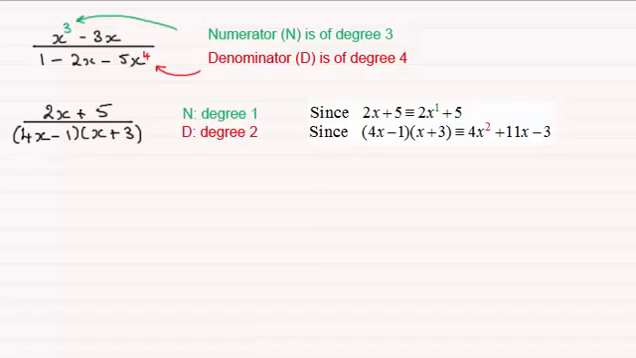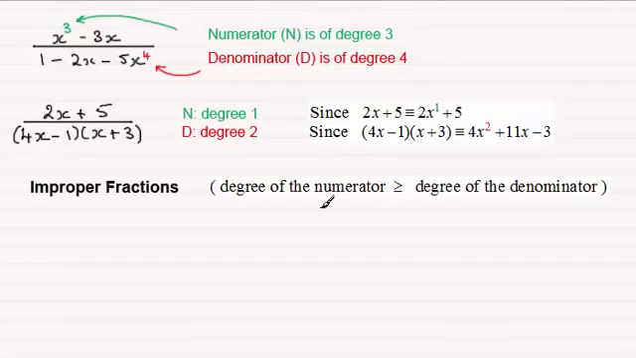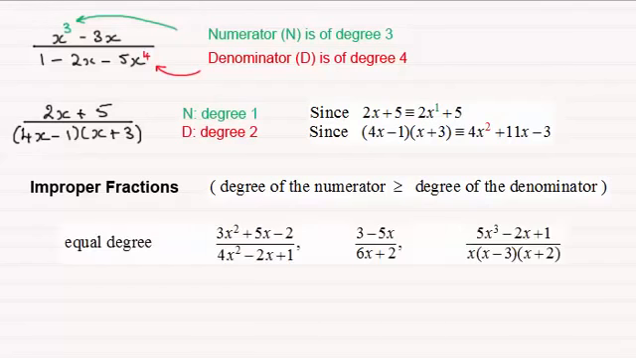Now when it comes to fractions, I want to look at what an improper fraction is, or top-heavy fraction. An improper fraction is where the degree of the numerator is greater than or equal to the degree of the denominator. Let's have a look at fractions where the degrees are equal. In this example, we've got quadratic expressions in the numerator and denominator, so both are of degree 2. In this example, both are of the same degree, 1.